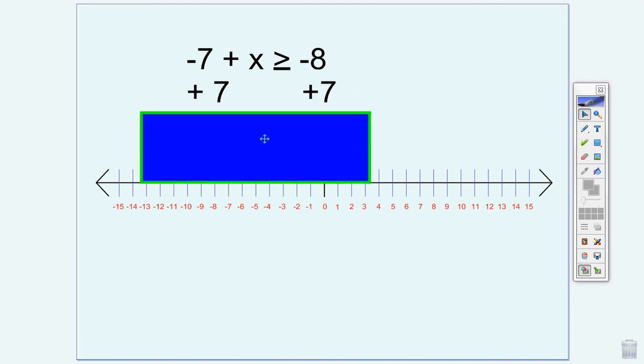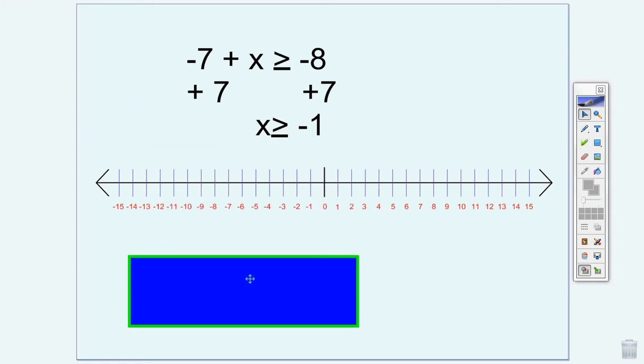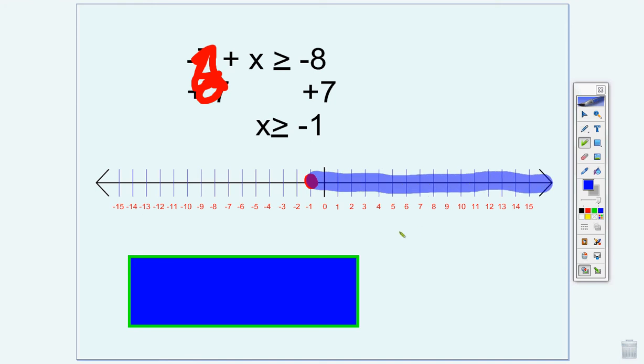All right, and so on the left it goes bye-bye, and on the right you have negative 1. So x is all numbers greater than or equal to negative 1. So now I use my closed dot, and I'm going to shade to the right all the way.